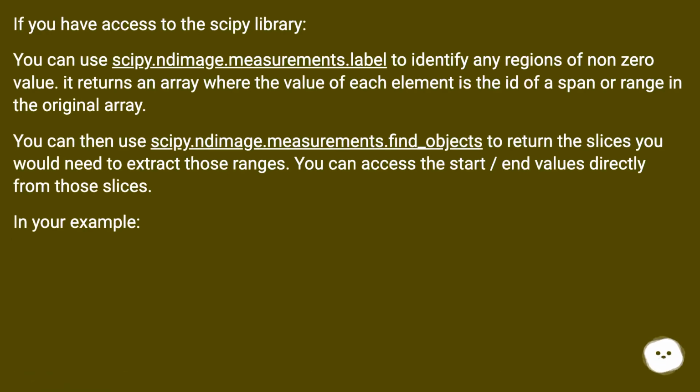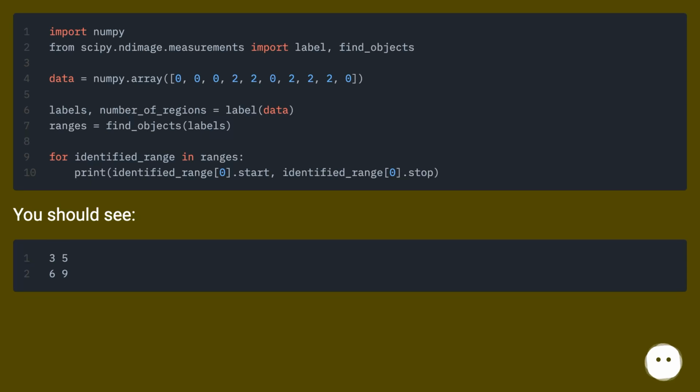If you have access to the SciPy library, you can use scipy.ndimage.measurements.label to identify any regions of non-zero value. It returns an array where the value of each element is the ID of a span or range in the original array. You can then use scipy.ndimage.measurements.find_objects to return the slices you would need to extract those ranges. You can access the start and end values directly from those slices. In your example, you should see the result. Hope this helps.